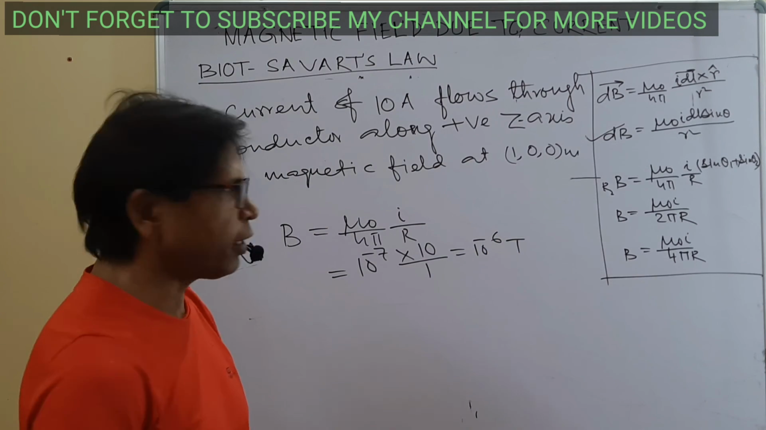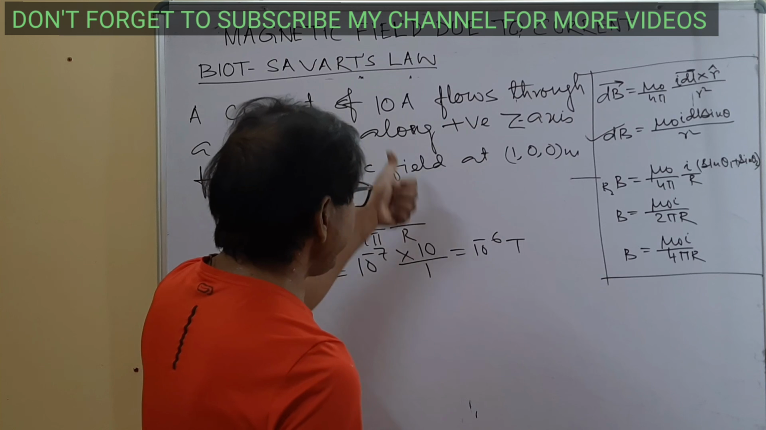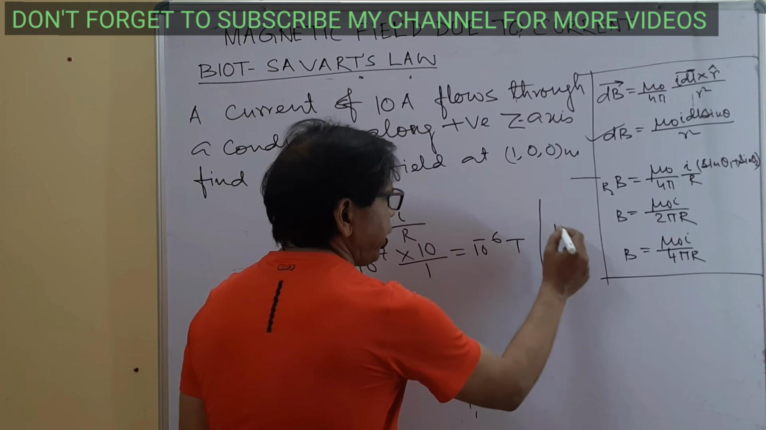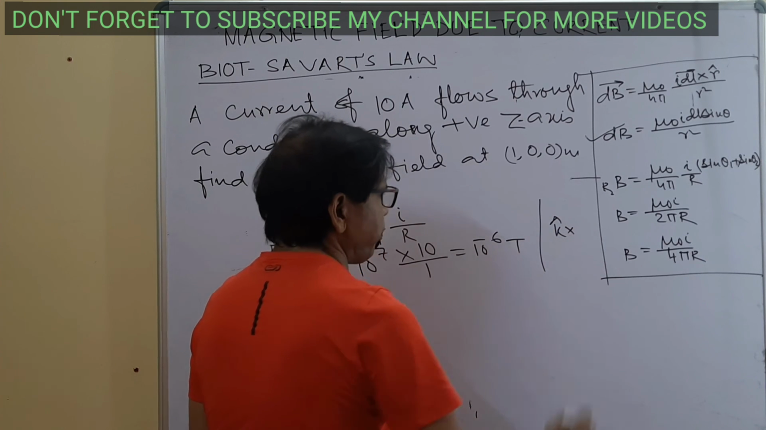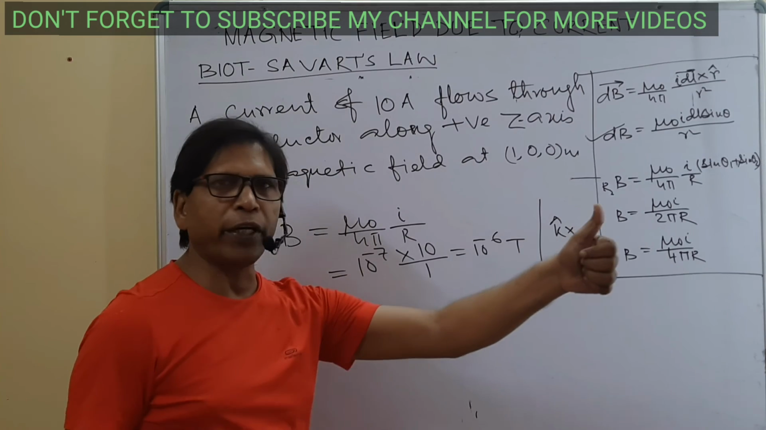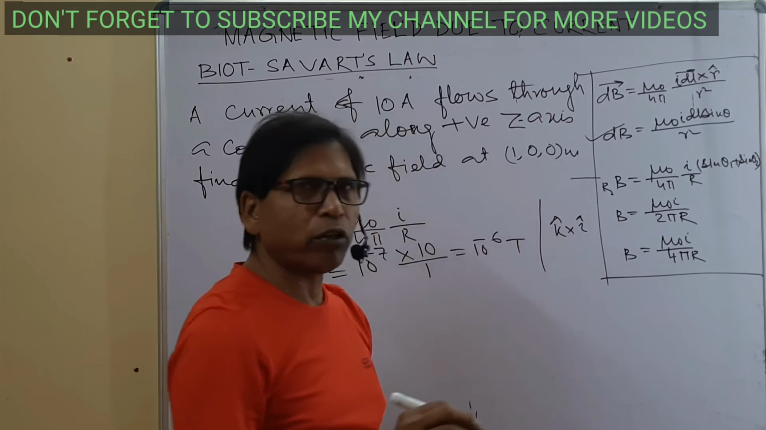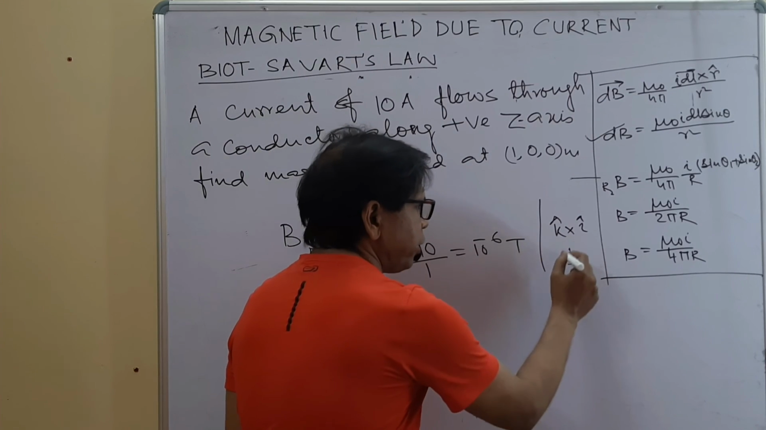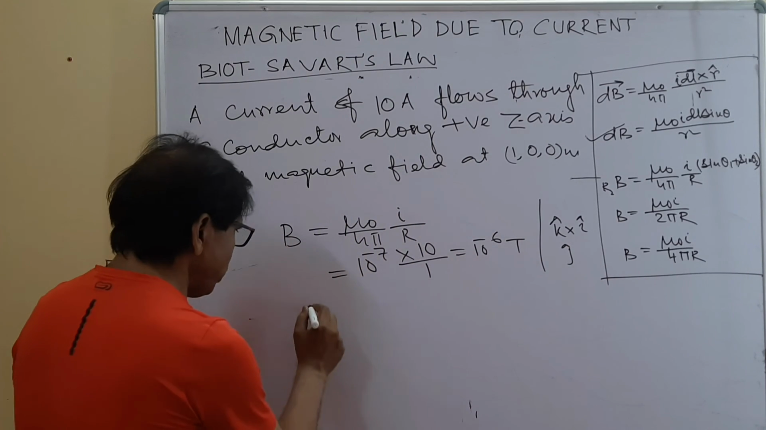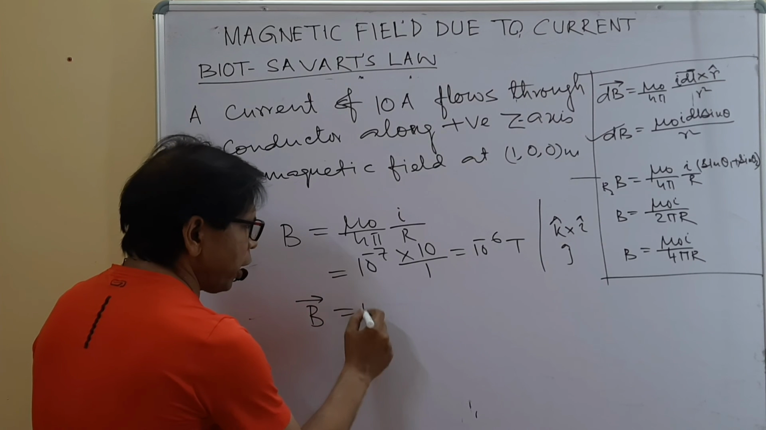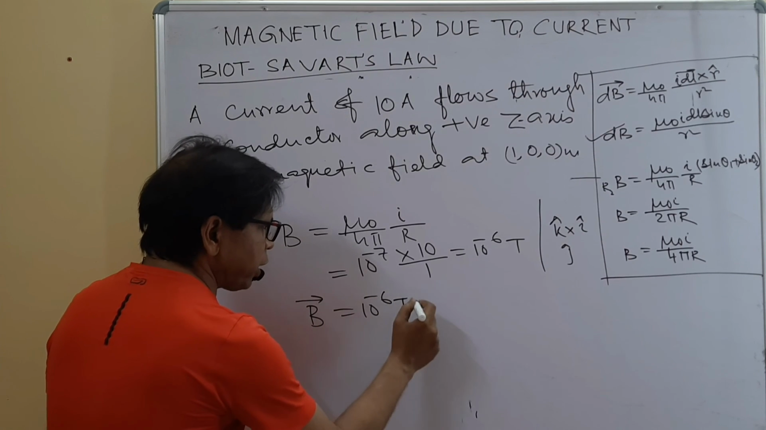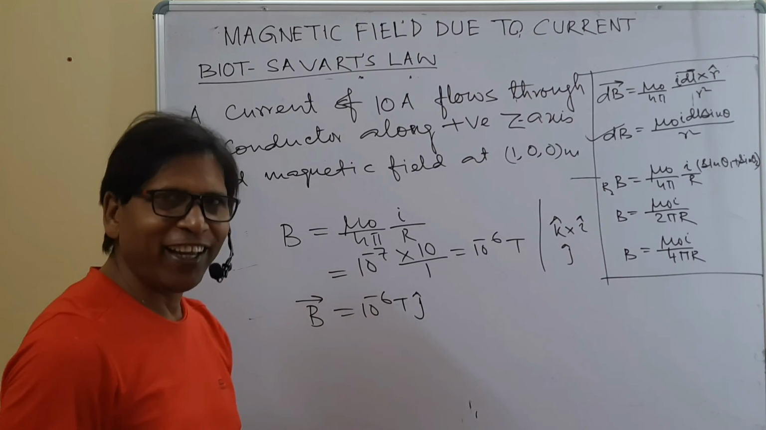Now what is the direction? The current I is directed along the Z axis, this is k cap. And R is obtained on the x-axis, so this is i cap. Now k vector cross i vector is the j vector. So the magnetic field B vector is equal to 10 to the power minus 6 Tesla j cap. Okay, understood?